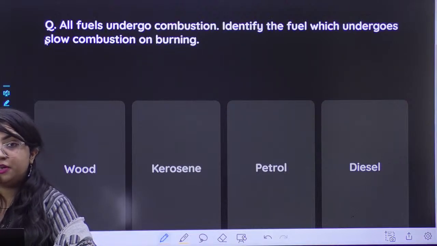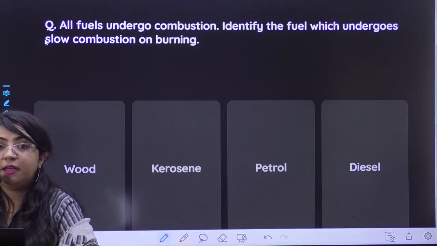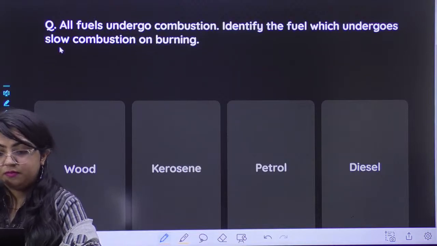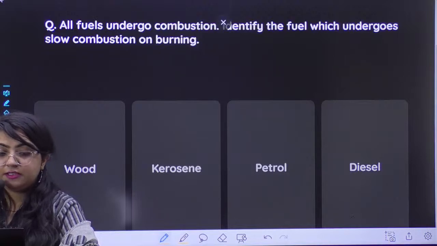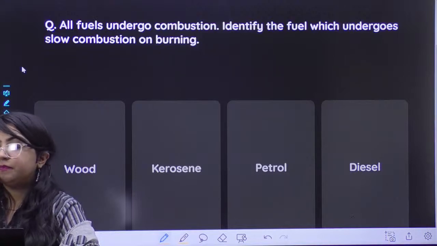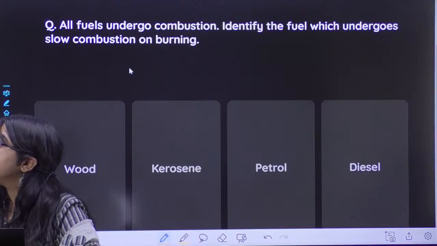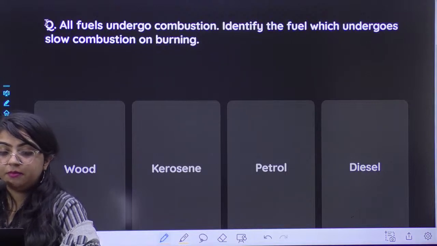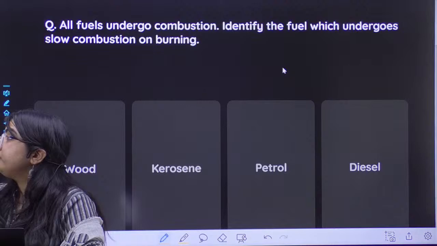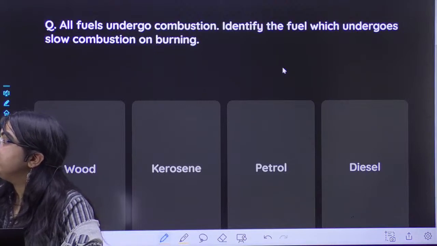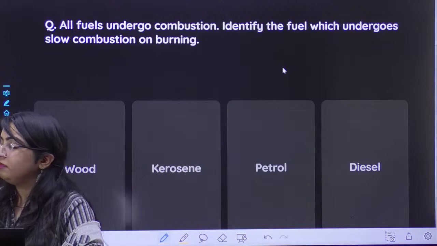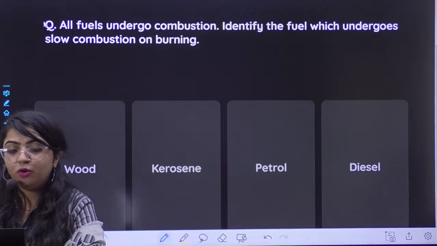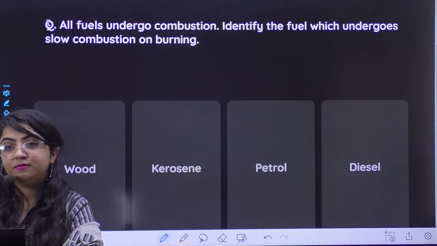Out of the various combustion types we know, find the most appropriate fuel which will undergo slow combustion. You have 30 seconds for answering. And you can ask your doubts in the chat box. I hope you all are enjoying this quiz.